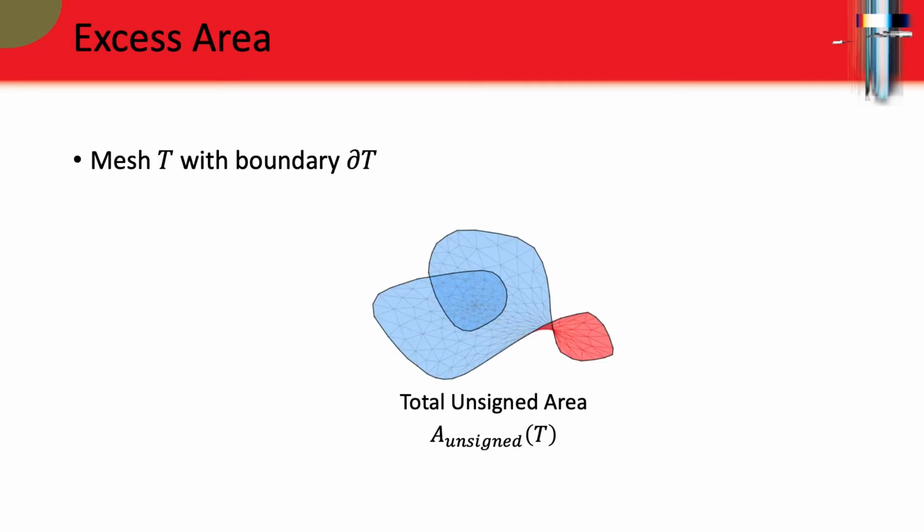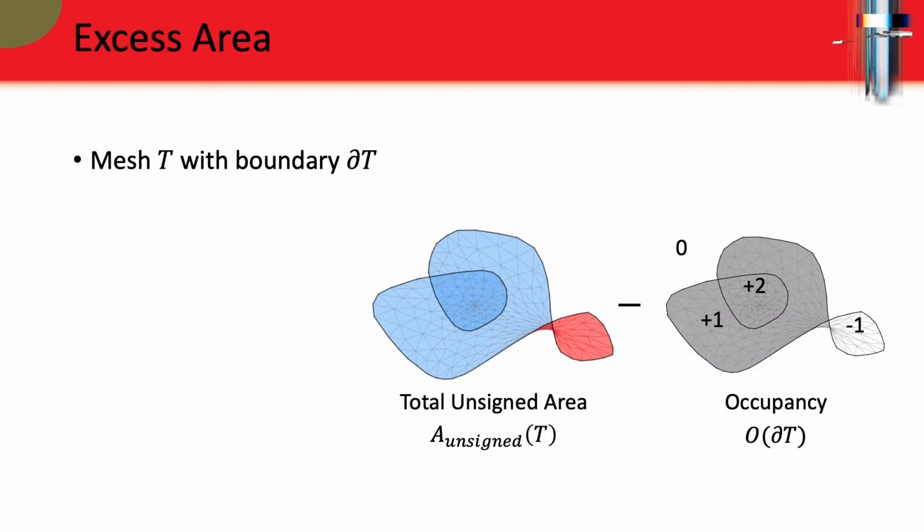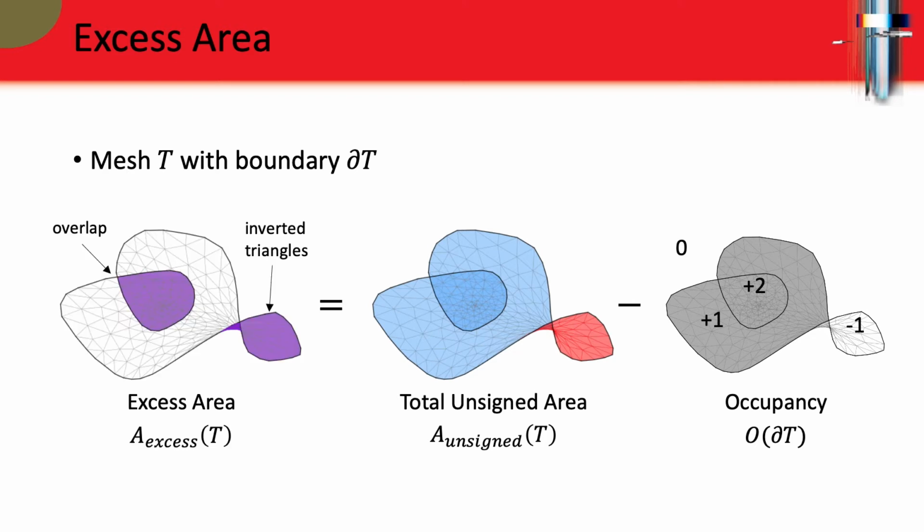We first introduce an energy that captures the non-injectivity of a map. Given a mesh and a boundary, we consider the difference between the total unsigned triangle area and a novel quantity that we introduced called occupancy. The occupancy is the total area of the plane where the winding number with respect to the boundary curve is positive. This difference, which we call the excess area, captures both the total area of inverted triangles and the overlapping area between triangles.